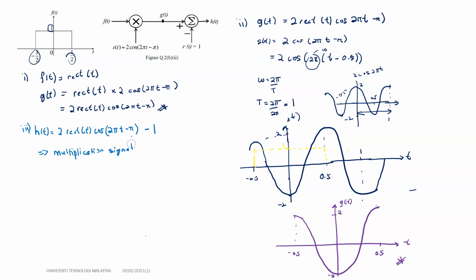And then we also have this time shifting at the cosine, and we also have amplitude shifting here. So there are three signal operations here: multiplication of signal, time shifting, and also amplitude shifting. So now we have answered all of question B.